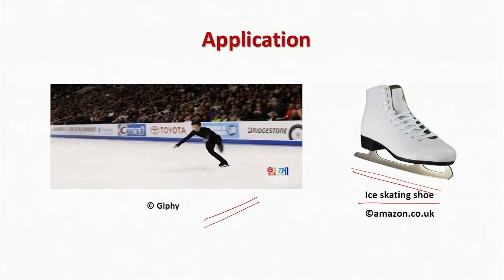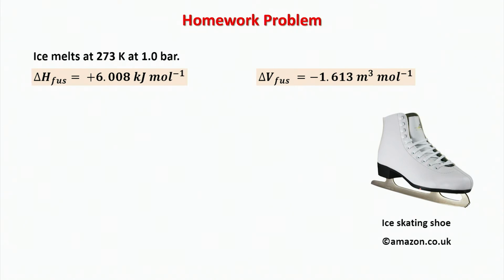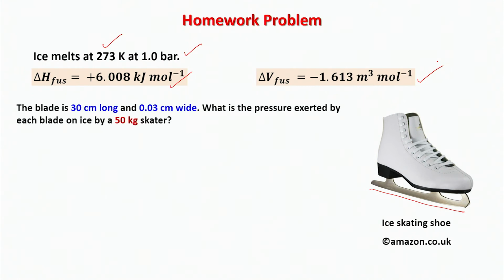Now let us go ahead and try to do something like the design of the blade that ensures the contact of the shoe on the ice surface. And while doing that, we are going to use the following information that we see here. We know that ice melts at 273 Kelvin at 1 bar, and we also know that delta H fusion in this case is a quantity that is known in the literature, and you can find out the delta V fusion also from experiment. With this, let me say that I design a blade that is 30 centimeter long and 3 into 10 to the power minus 2 centimeter wide. Now, is this a viable design of the blade?